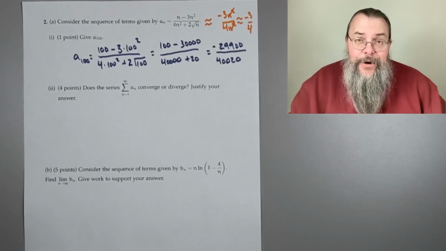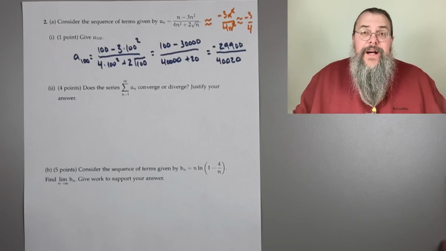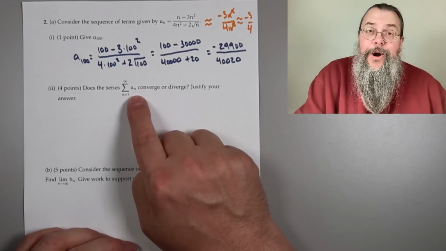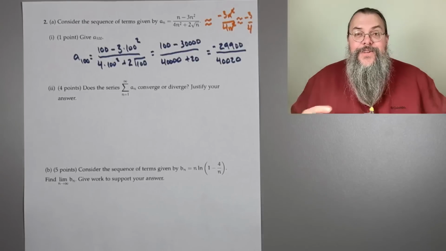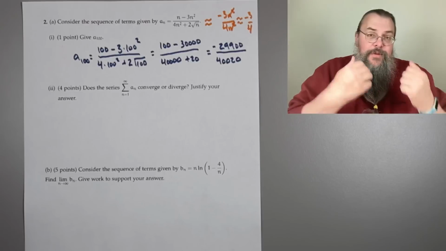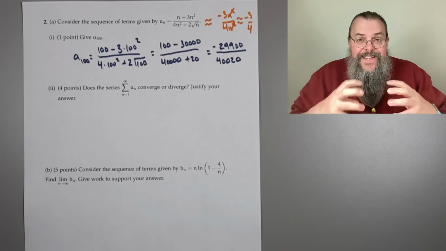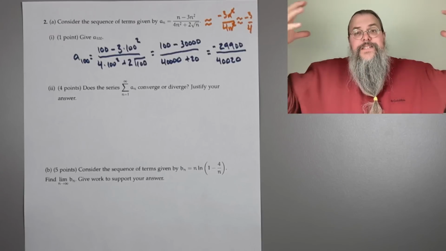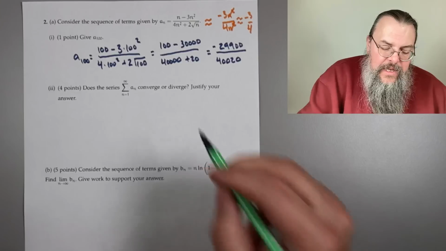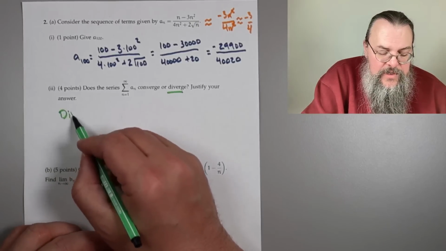Now, how does that help us? Well, here's the thing. We're adding up a lot of terms, and most of them are very close to -3/4. So when we go far out into the series, it's like plus -3/4, plus -3/4, plus -3/4. And if you add up a lot of stuff that's not getting close to 0, it's going to blow up. And so we can see it's going to diverge. So the answer is that this diverges.